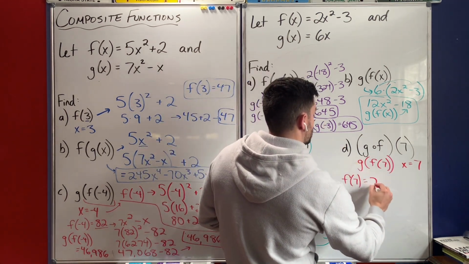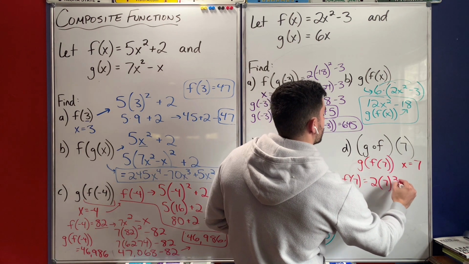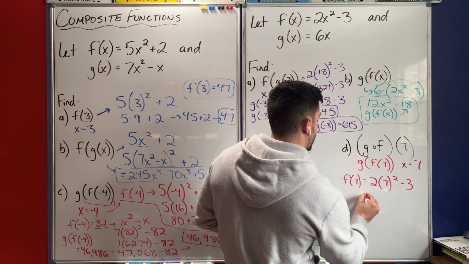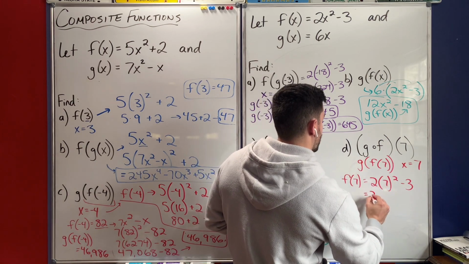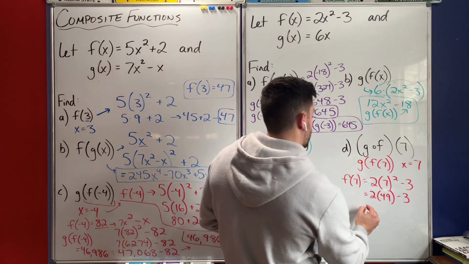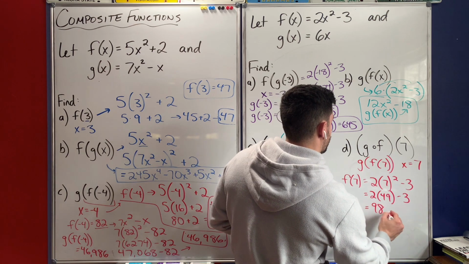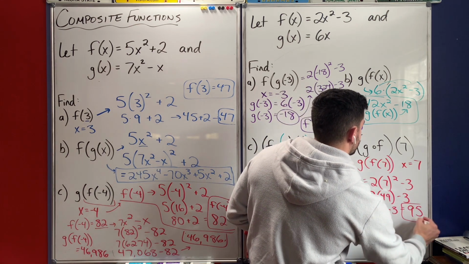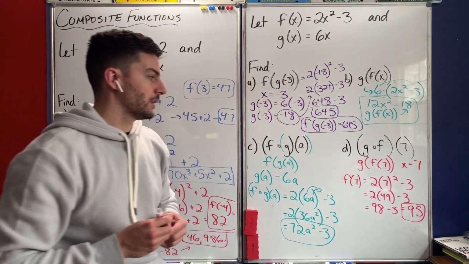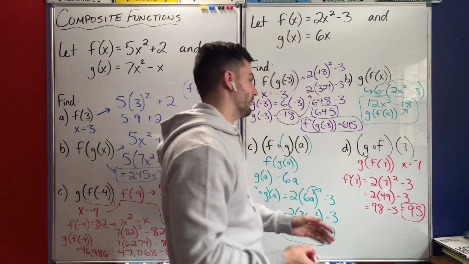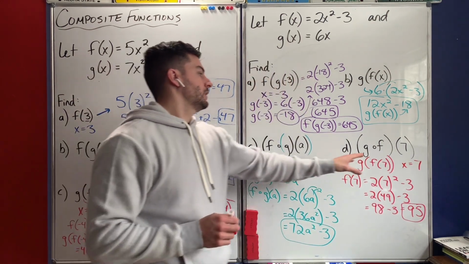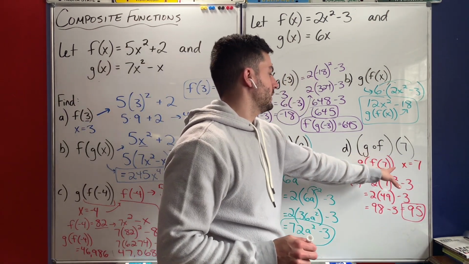So instead, it's going to be 2 times 7 squared minus 3, okay? And then I would work it down from there, right? So 7 squared is 49. So 2 times 49 would be 98. And then 98 minus 3 would be 95. Okay. So I just found f of 7, right? f of 7 is 95. Okay. Now, it's saying one more step in the inside out.